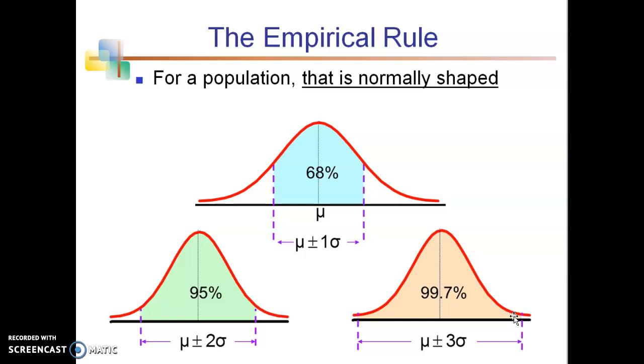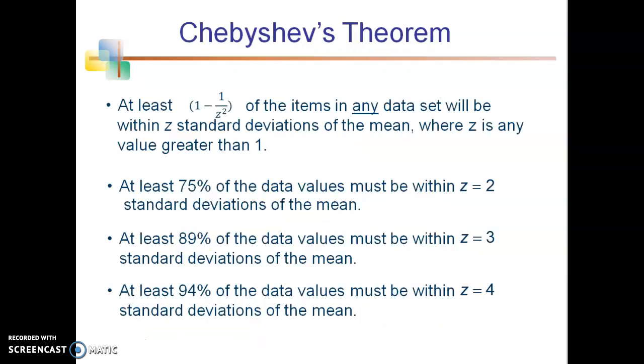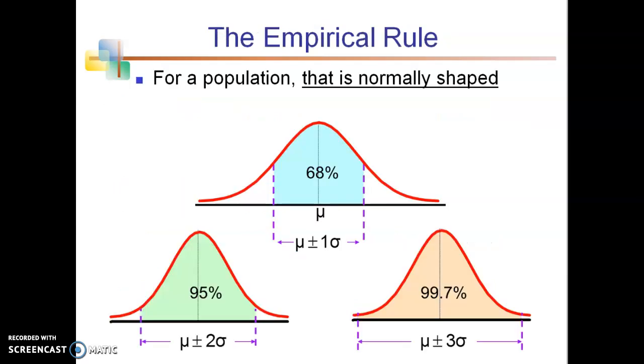So you would always prefer to use the empirical rule because within the same interval, you're capturing a higher fraction of your data than Chebyshev's theorem would allow. The question is, are you dealing with a normal symmetrical distribution? Because if you're not, you can't use the empirical rule. You're forced to use Chebyshev's.